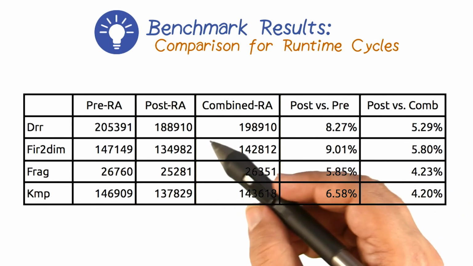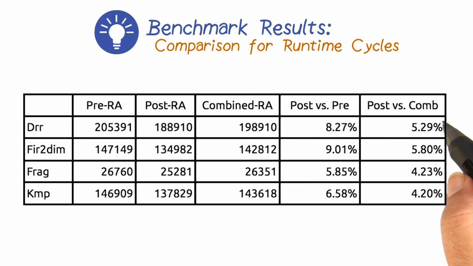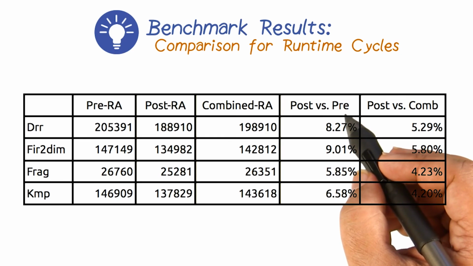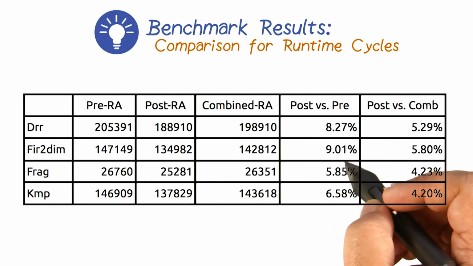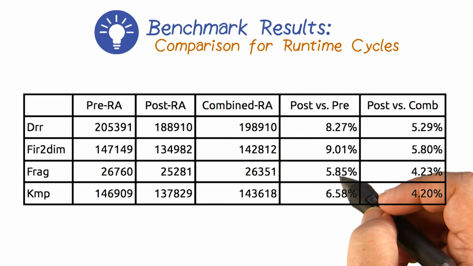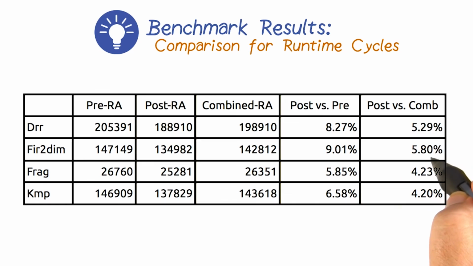Again, as you can see here, post-RA tends to be the best technique because of the baseline register allocator and the lower number of spills. So over pre-register allocation, the post has almost 9% benefit, the lowest being about 5%. And over the combined one, the post still has about 5% benefit.